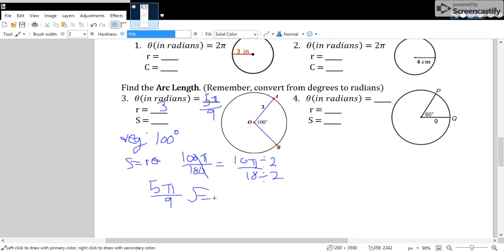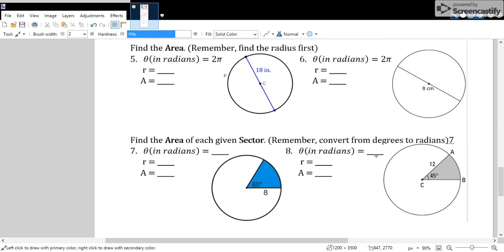So our equation would be S equals the radius, which is 3, times our radians, 5 pi over 9. We can reduce this. 3 and 9, they both go into 3. 3 divided by 3 is 1. 9 divided by 3 is 3. So our arc length is 5 pi over 3. And that would be our answer. Try this next one on your own.